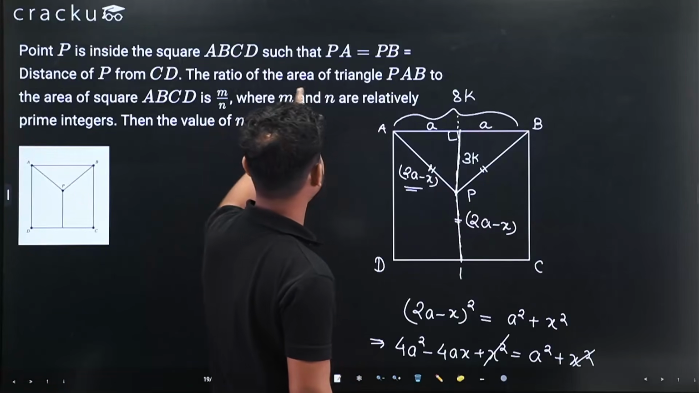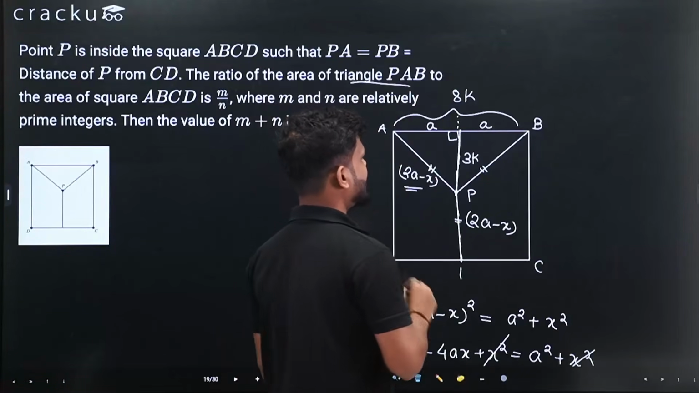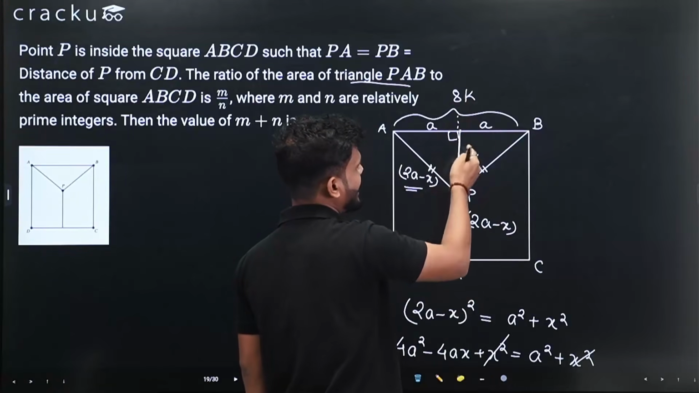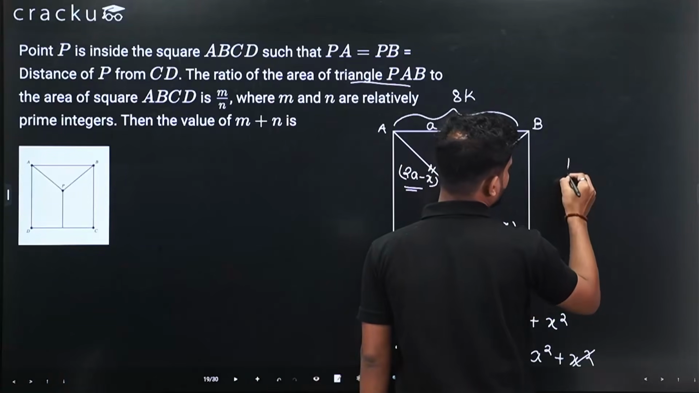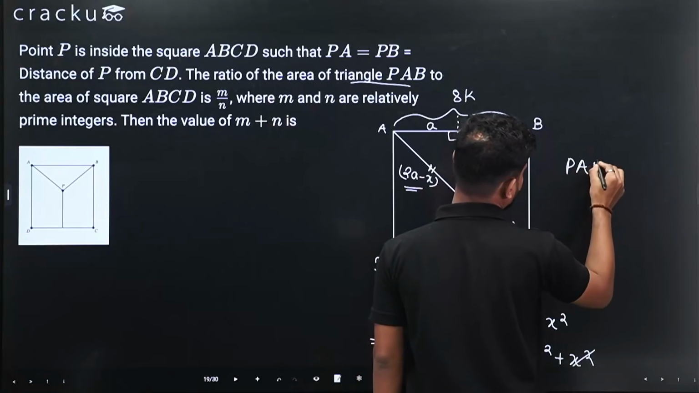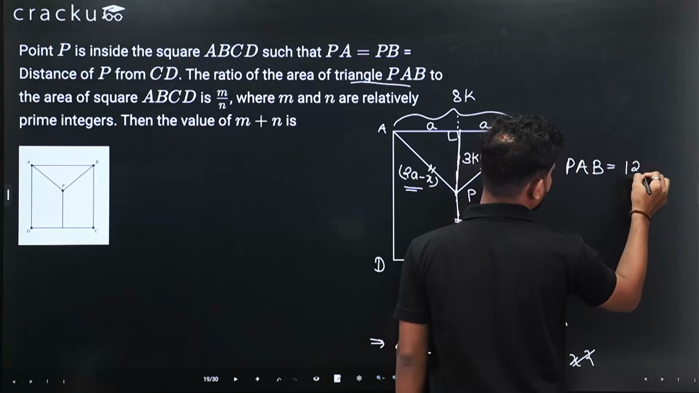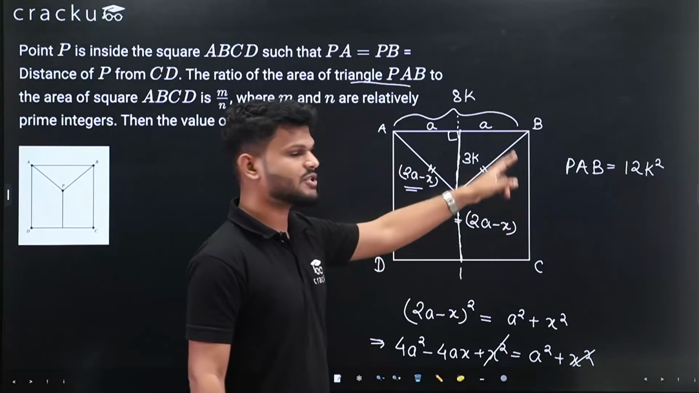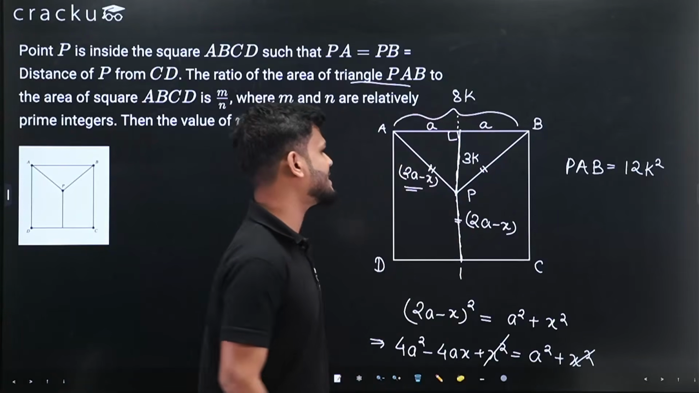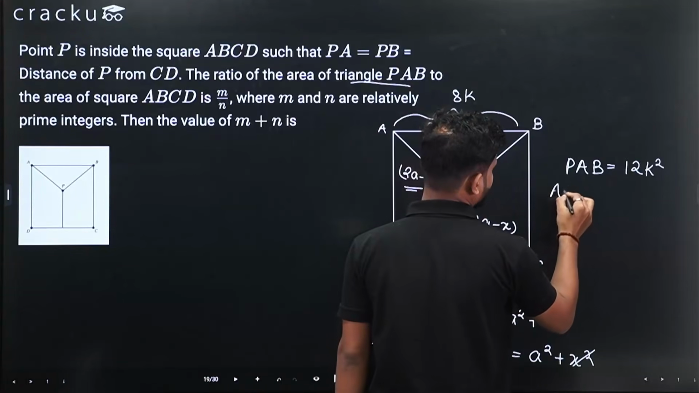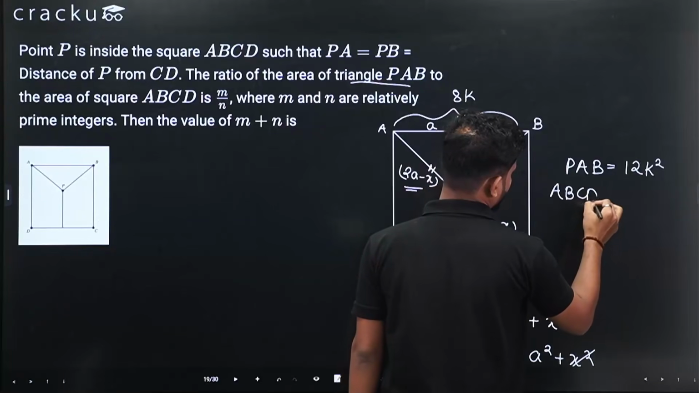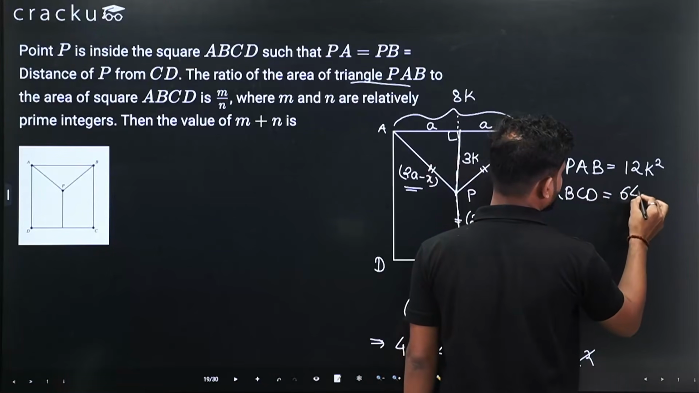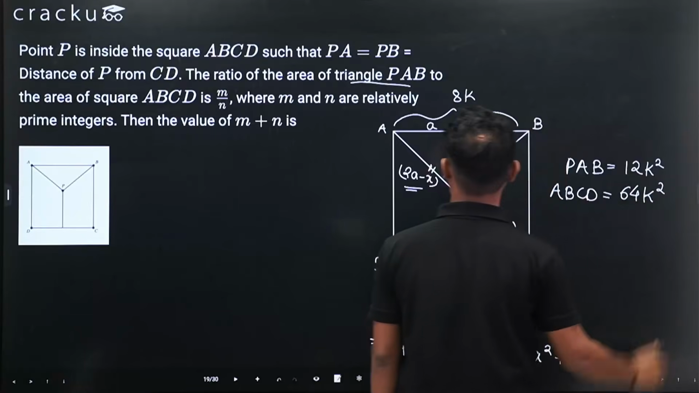So we have given the area of triangle PAB. What is the area of triangle PAB? Base into height. It will be 8k into 3k divided by 2. So area of PAB will be 12k square. Correct. What will be area of square ABCD? Its side is 8k. So ABCD will be nothing but 8k square or 64k square.